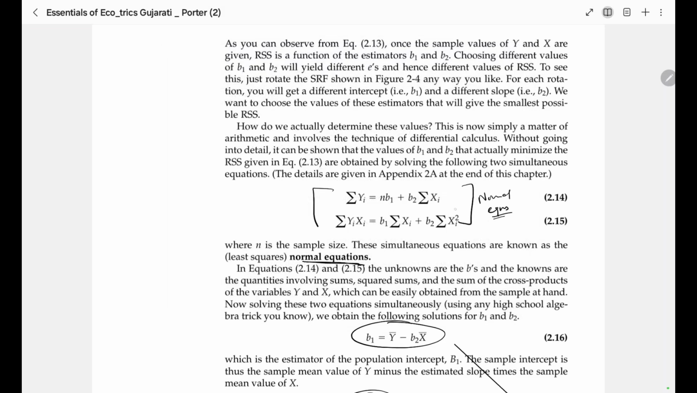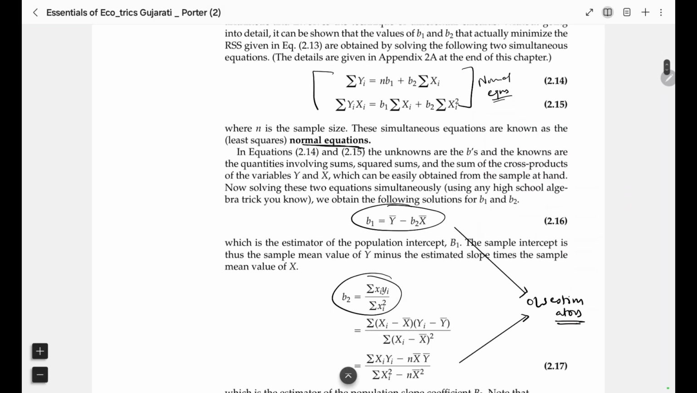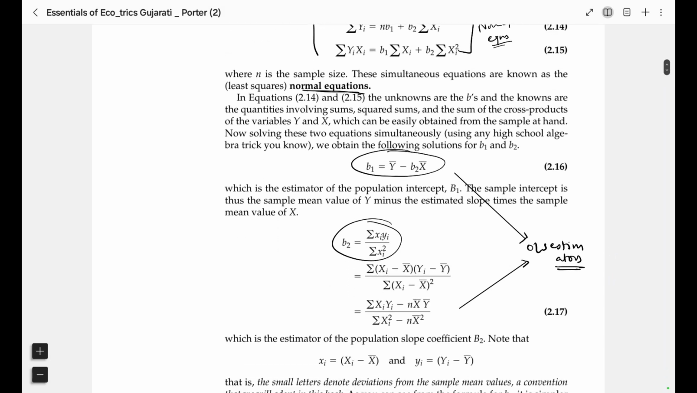Now we know how we got these two equations, right? We got these two normal equations by differentiating our ei square with respect to b1 and b2. These are two simultaneous equations, and when we solve them, you can solve them on your own or use some tool, an AI tool or anything. You will get this easily, and you get these two values. For beta 1 you get this, and for beta 2 you get this. These two values are our OLS estimators. This is how we get our beta 1 and beta 2 values.